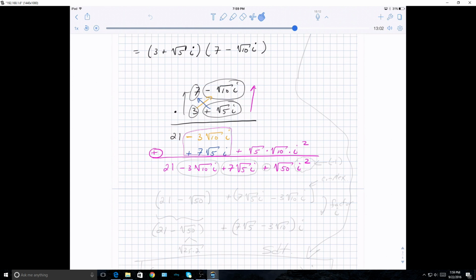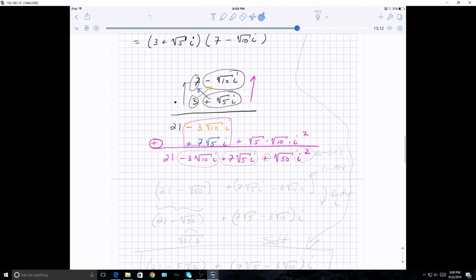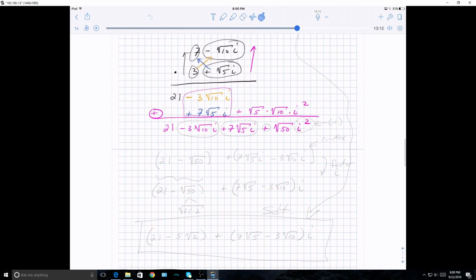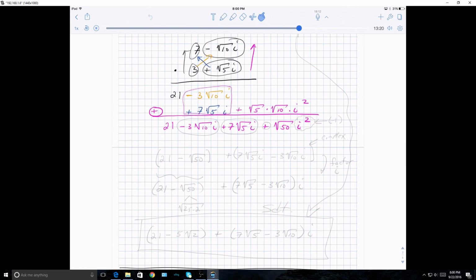So what I'm going to do is I'm just going to rewrite all of this again. Except what am I going to change? What am I going to change this sign to now because of this i squared? Yeah, you got it. A subtraction, or the negative, right? And let's just use this in black still, the square root of 50. Okay?